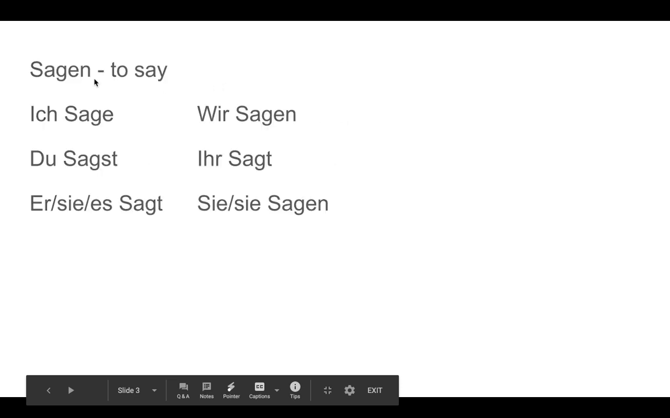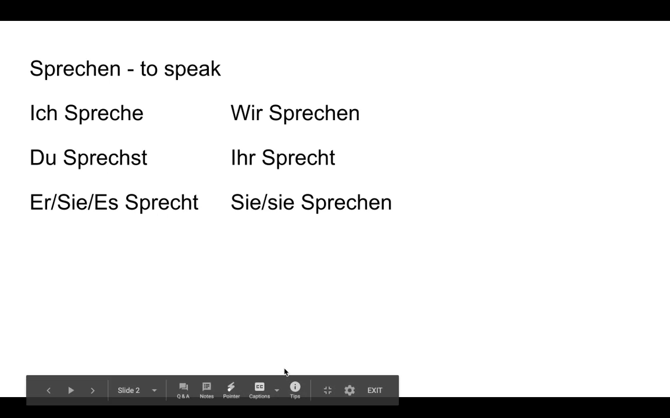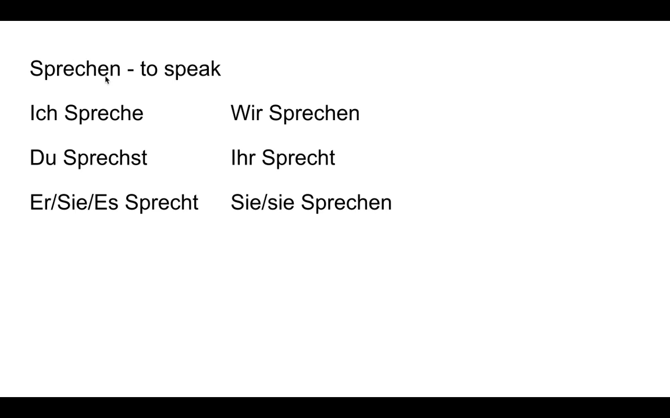Now, just go back for a second. All German verbs end in en, and when you conjugate them, you drop the en. So you're left with your root, which is sprech. Then you write sprech in all these different places, and you fill in the endings. The endings are E, S, T, EN, T, and EN.